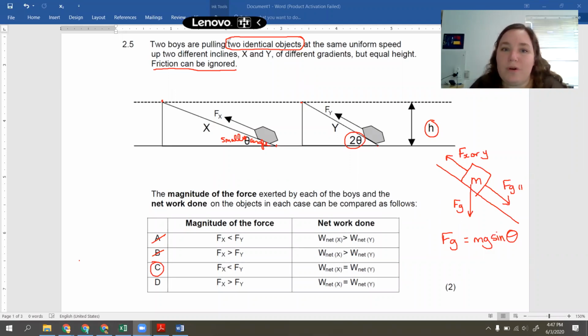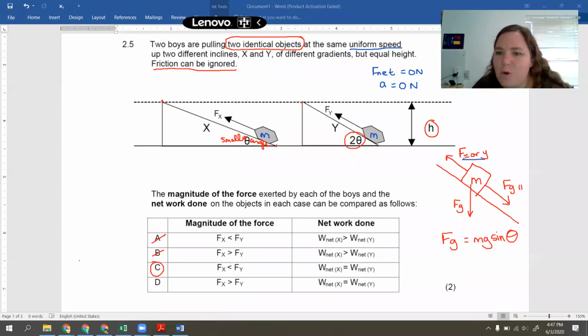So we have two boys who are pulling two identical objects. That identical object is essential to answer this question because it means that both of the objects have the same mass. At a uniform speed, it tells us that our resultant force is zero, because our acceleration is zero. What that told me here, and you'll see I drew a beautiful picture of it, is that I had to try and work out what all of this was doing or linking.